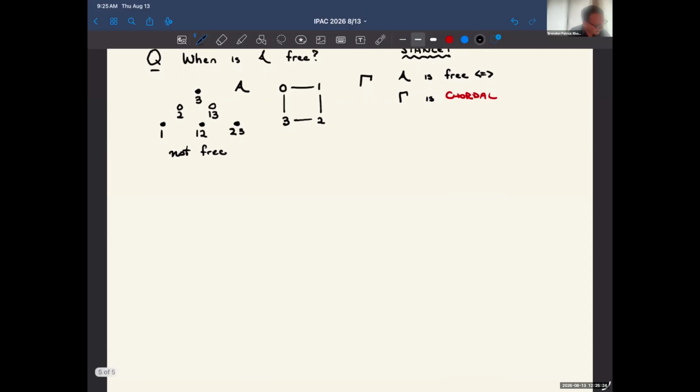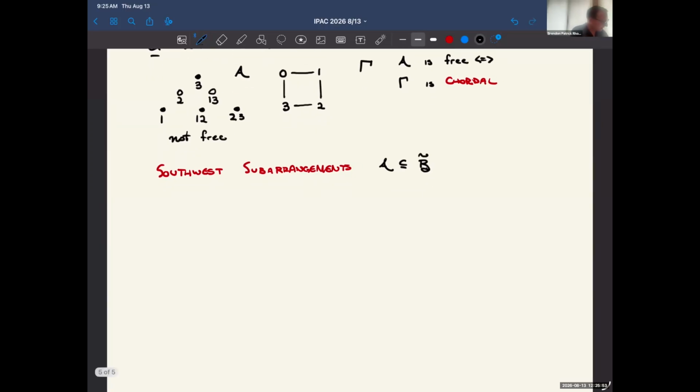So we're going to be looking at southwest subarrangements A of the extended braid arrangement. And I think that it would be best to define southwest subarrangements with an example. And here goes. So we're going to have n equals 6, actually.